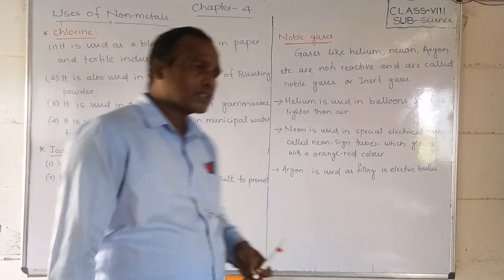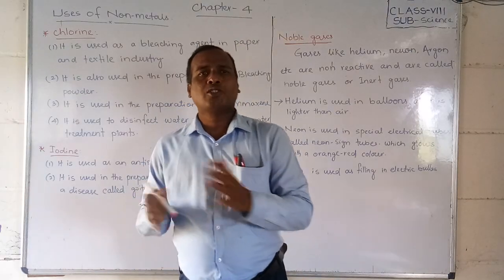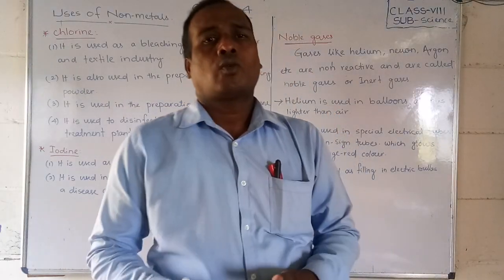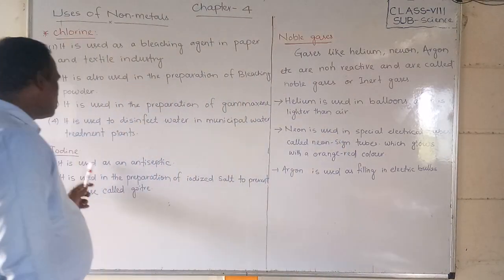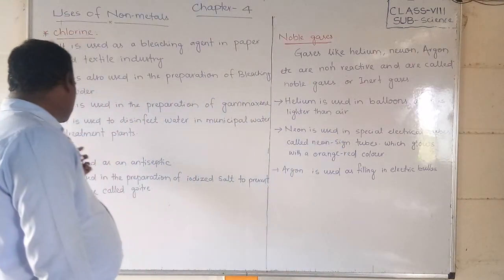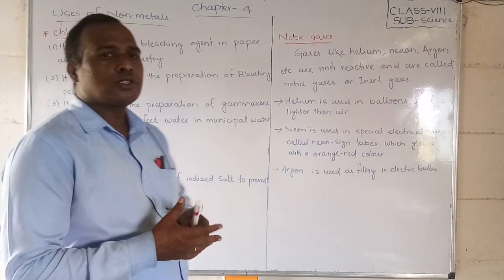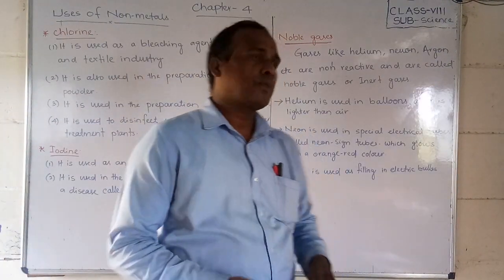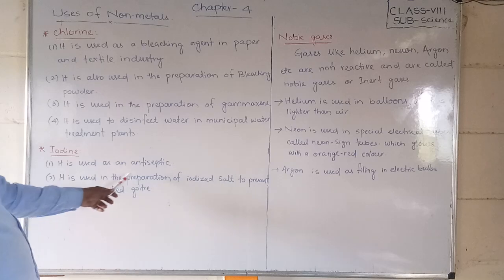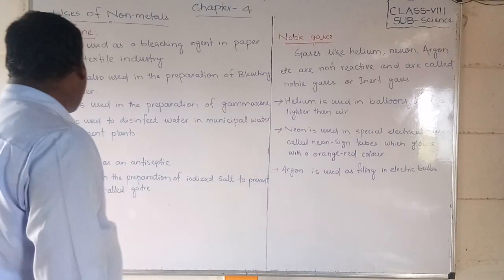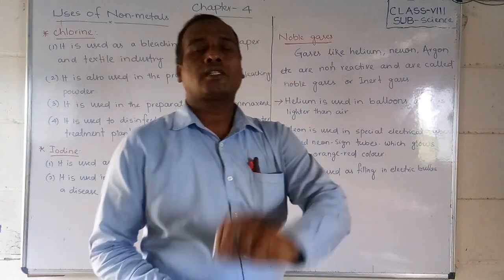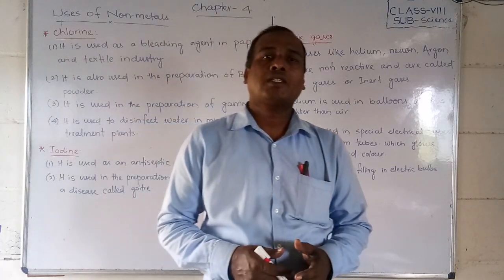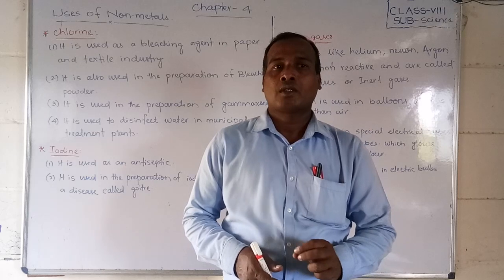Students, now we are going to discuss iodine. Iodine also belongs to the halogen group. It is used as an antiseptic. This non-metal, iodine, is used as an antiseptic. It is used in the preparation of iodized salt to prevent the disease called goiter. The deficiency of iodine causes this disease. What is that? Goiter.